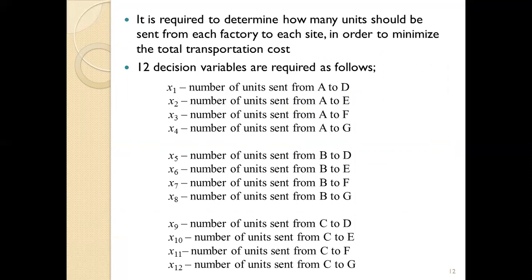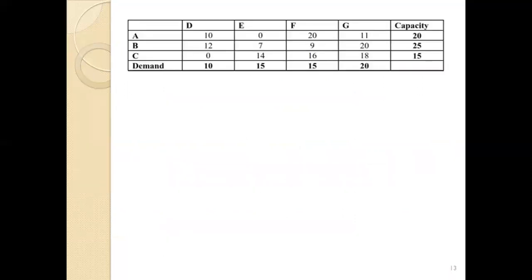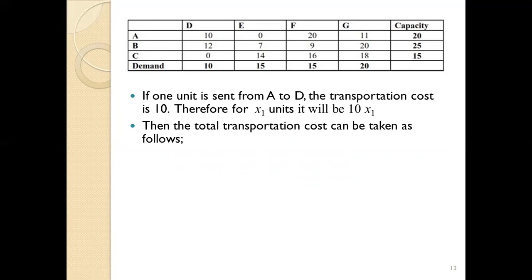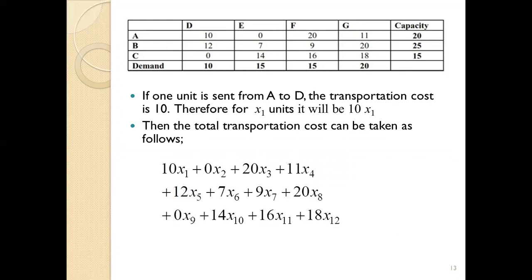Look at the table. The table gives the transportation cost for sending 1 unit of the item from a factory to a site. For example, for sending 1 unit from A to D, the cost is 10. Therefore, for sending x1 units from A to D, the cost will be 10x1. Similarly, we can find all transportation costs with our decision variables. Now, if you take the sum, that is the total transportation cost and we need to minimize it. Therefore, that is our objective function.